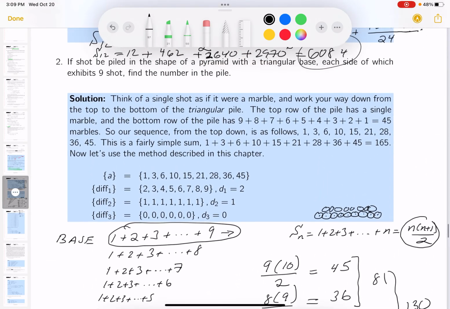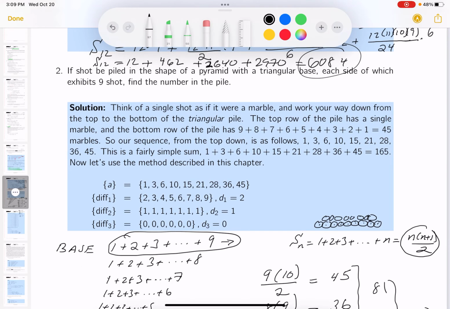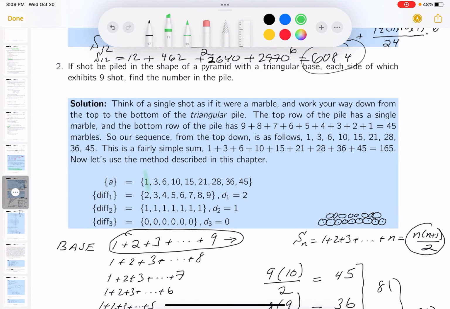What I want to point out over here is, let me read it to you: think of a single shot on top and work your way down. So they're doing something different; they're working their way down. For some people that's easier, working your way down from the top. The top would have 1. Right below it would be 3. Again, you might have to start thinking about this, but you're going to get these numbers over here.